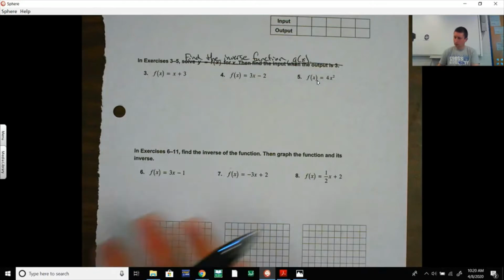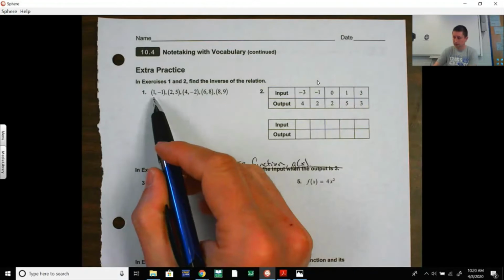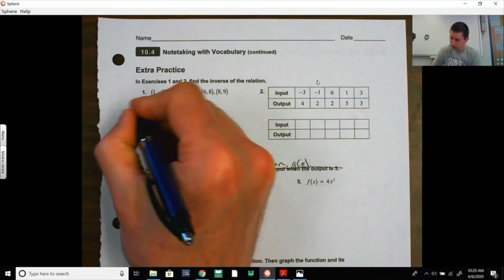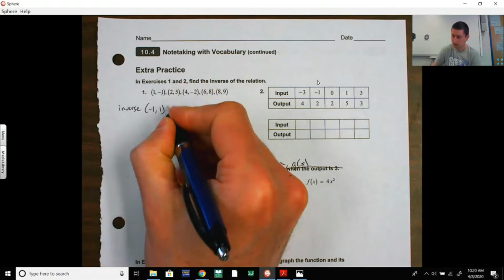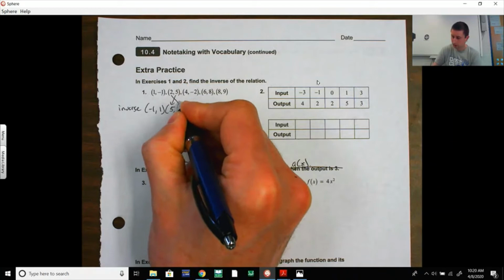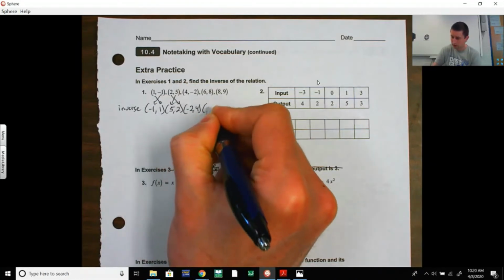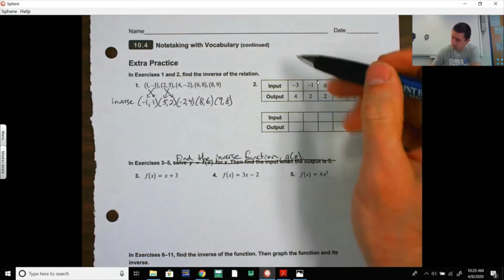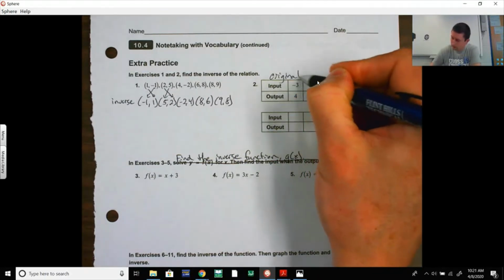So when you have the question, find the inverse of the relation, these are relations, not functions. If (1, -1) is on the original relation, the inverse has to have (-1, 1). You see those just switch. (2, 5) was on there. Switch them: (5, 2). That's all you're doing here. Crisscrossing them, switching them. So (4, -2) becomes (-2, 4). (8, 6) has to be on there, and (9, 8) has to be on there. So this is the original, and this is the inverse.